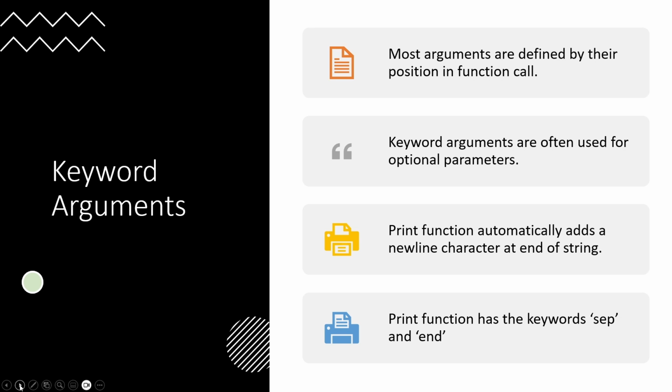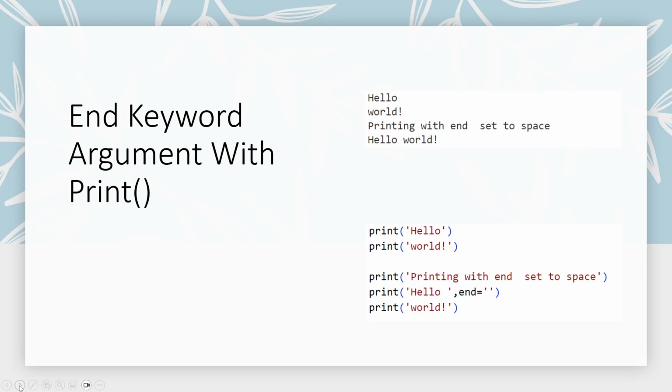Functions have keyword arguments. Most arguments are defined by their position in a function call. Keyword arguments are often used for optional parameters. The print function automatically adds a new line character at the end of the string. So the print function has keyword arguments called separator, or sep, and end. So let's take a look.